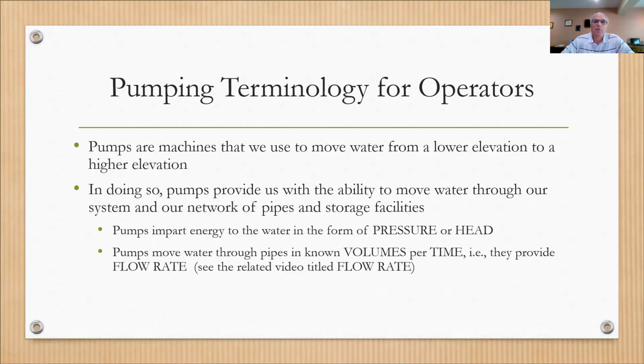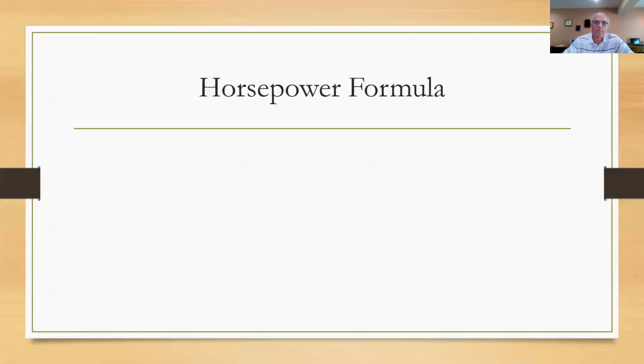Pumps move water through pipes in known volumes per unit of time. They provide flow rates. That was another video that we did on flow rates, and if you haven't seen that, you might want to go check that out so some of the terminology will make sense to you. Work done by pumps is calculated in units of horsepower, or HP. So work done by the pump creates horsepower by moving a volume of water per unit of time against a certain pressure and amount of flow rate.